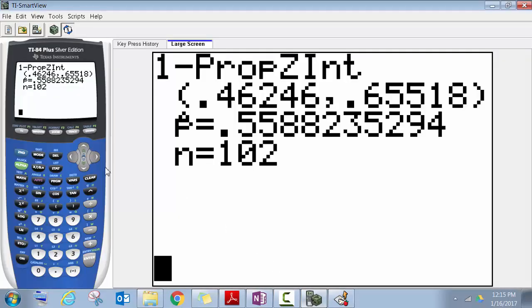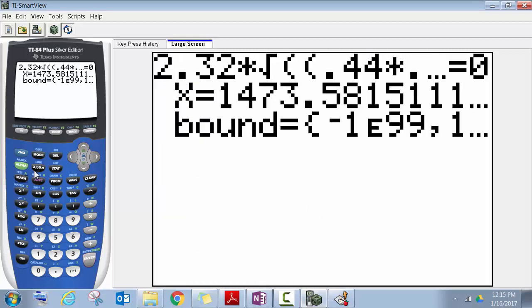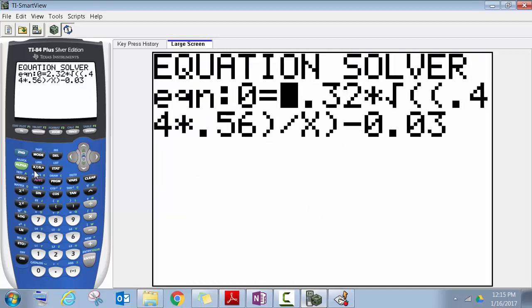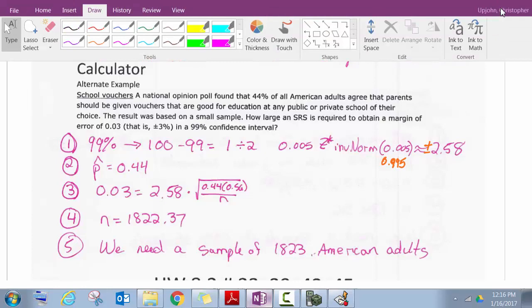So let's look at the 84 first. Now the solver is a little bit weird on this. So under math, and it's on the bottom, solver. And so the equation has to be equal to 0. So it's 2.58 times the square root of 0.44 times 0.56 over x, minus 0.03. So if you noticed from here, all I did was subtract 0.03 from both sides to set it equal to 0.